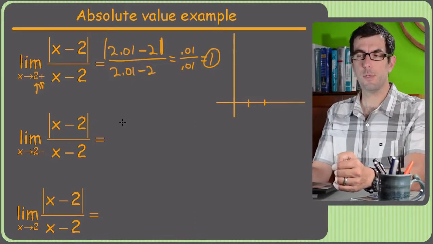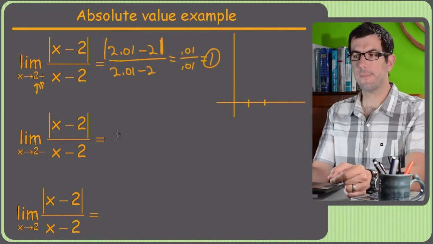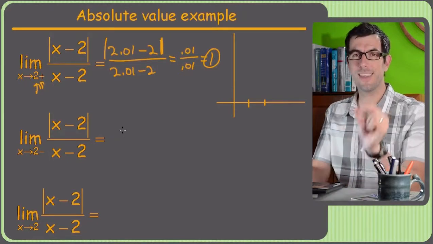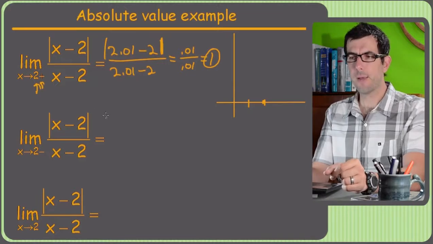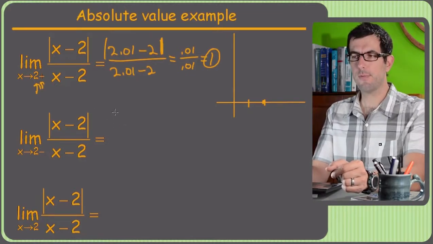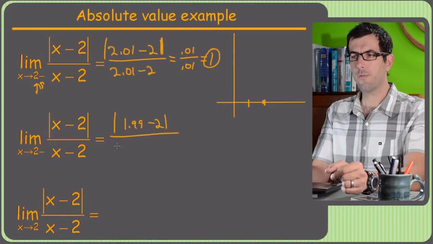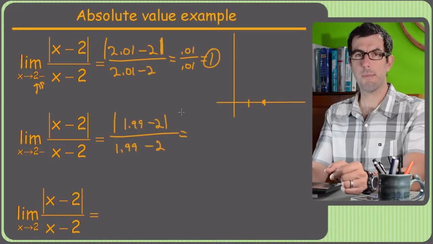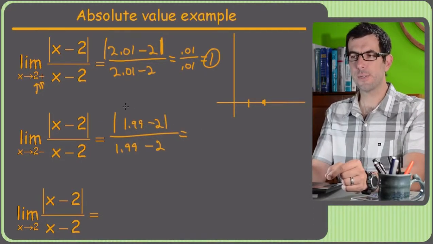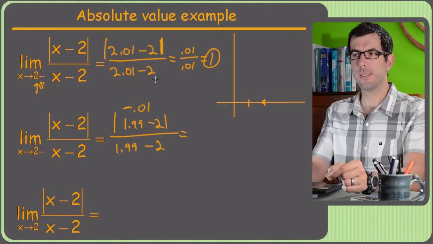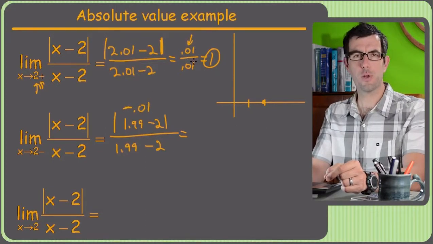What happens when we do approaching 2 from the left? Well, now I need to plug in a number that's just a little bit to the left of 2, right? So it'll be just a little bit to the left of 2, like 1.99. So now we'll do absolute value of 1.99 minus 2 over 1.99 minus 2. Now here's where the magic's going to happen. 1.99 minus 2 is actually negative 0.01. You see last time we got positive 0.01?